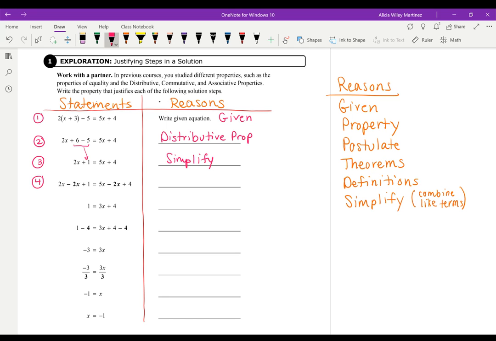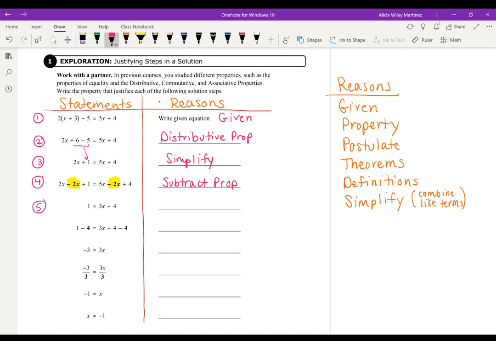Step 4, you can see what's different. They have it bolded for you. They subtracted 2x on both sides. Subtracting on both sides is a property that allows us to move things from one side to the other. We call that the subtraction property. I'm going to abbreviate that subtract property for the sake of time.